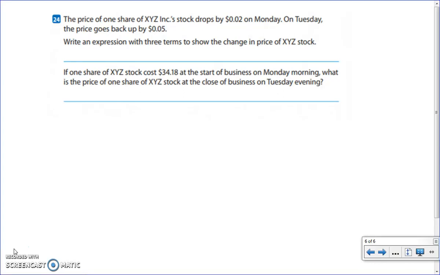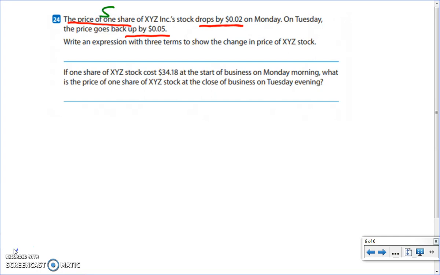So when we read this problem again, it says the price of 1 share. It says how much that it drops by, and it says how much that it goes up by, but it doesn't actually say how much the price of 1 share is. And so the unknown is almost always going to be represented by a variable or a letter. Because we don't know the price of 1 share, we're going to represent the price of 1 share as the letter S. So we're going to call it S.